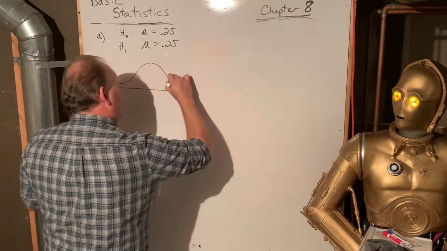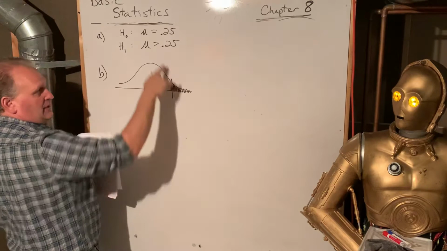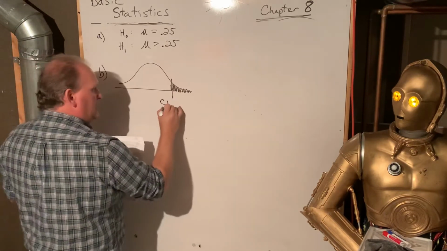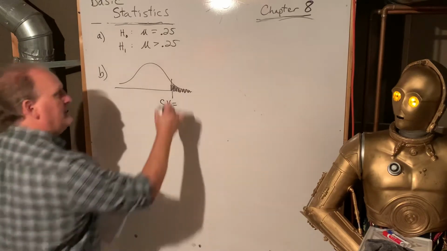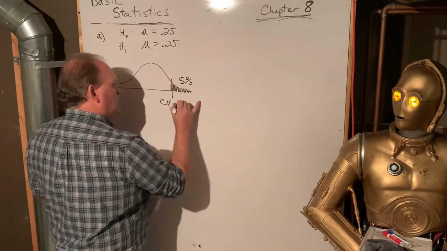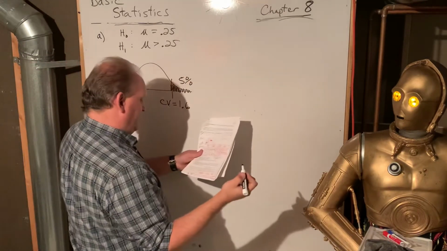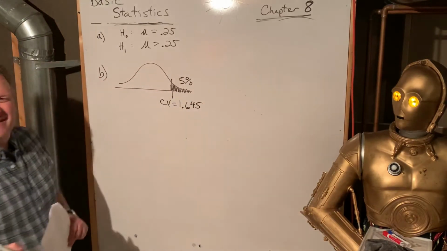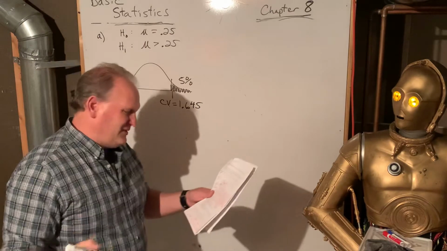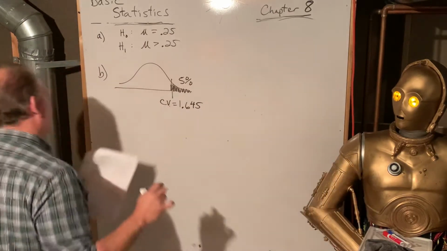Shade the critical value. It's a one-tailed test, greater than. Critical value, what do they want, 5%? 5% on Z is 1.645. We probably are starting to get these memorized, right? The 1.645 and the 1.960.